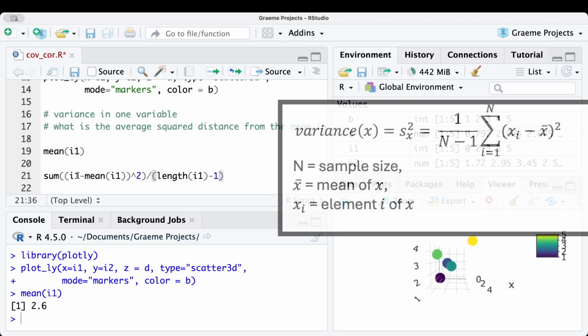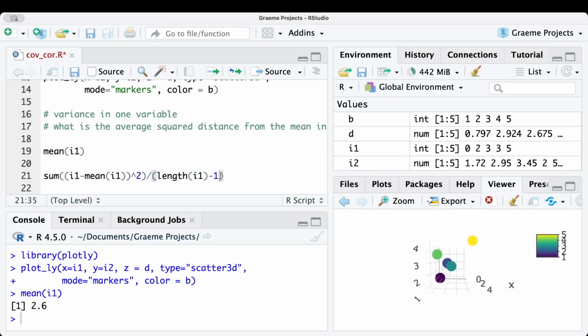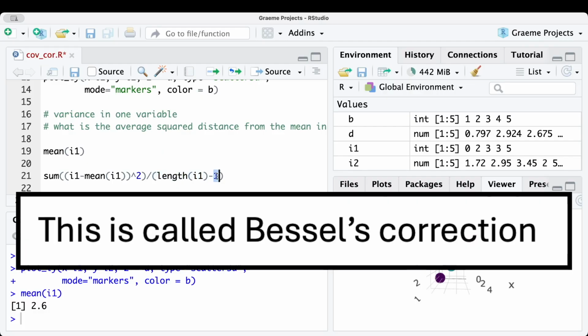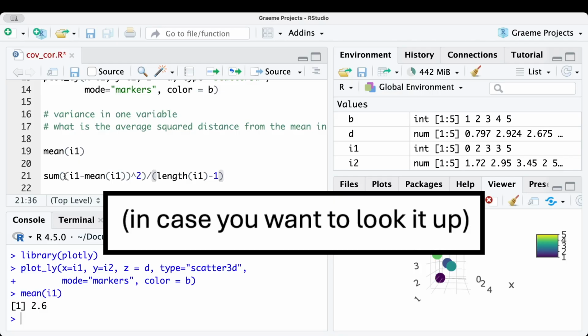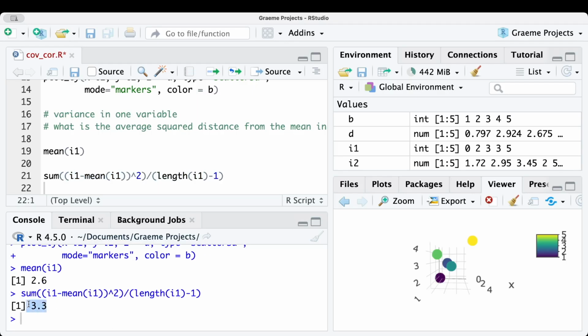So it's going to be the sum of the squared differences between I1 and the mean of I1, divided by the length of I1, so that's your sample size, minus 1, because in this case, we're dealing with a sample, not the overall population. So this is what I mean by an average of the squared distances, right? We have the squared distances, we sum them up and we divide by our sample size, and that's just an average, right? And so we can do this and we can get a variance for I1, and that's going to be 3.3.